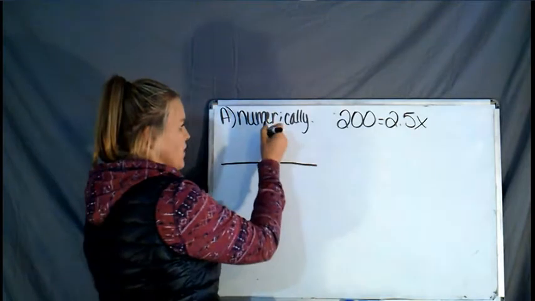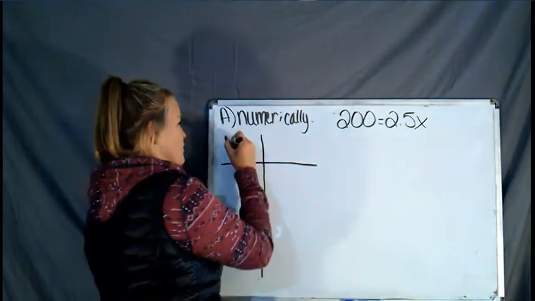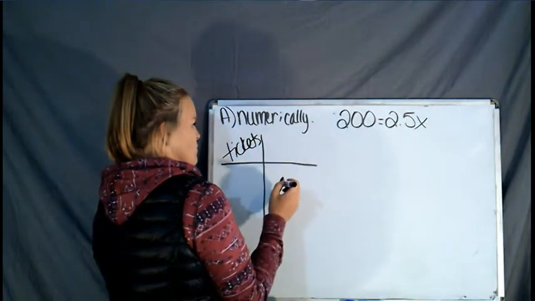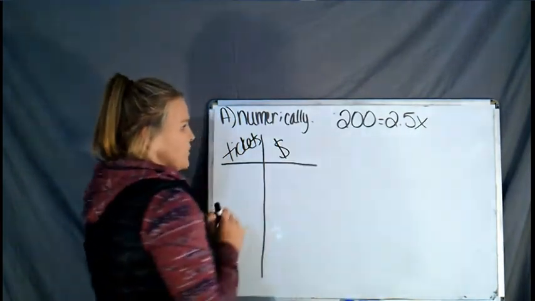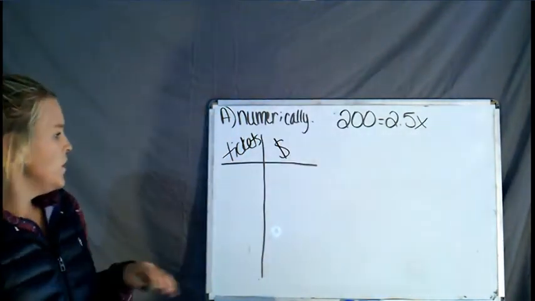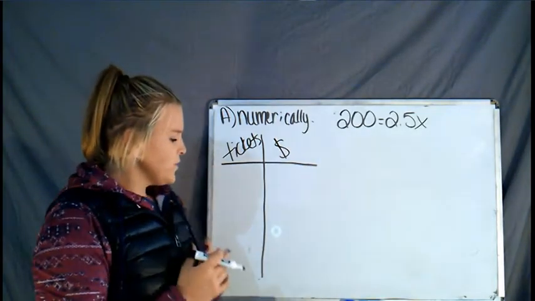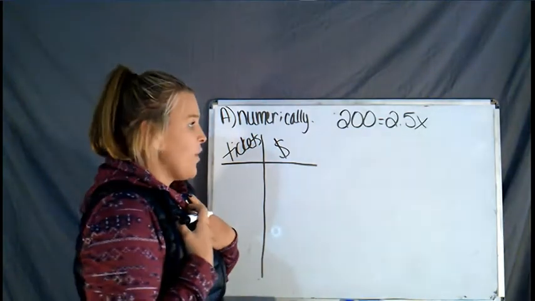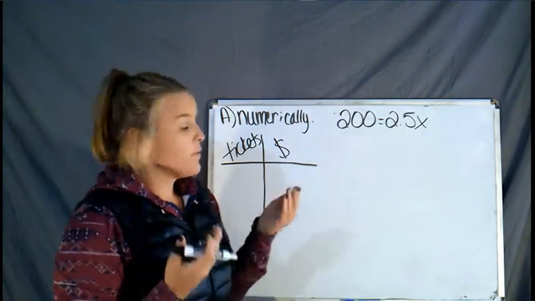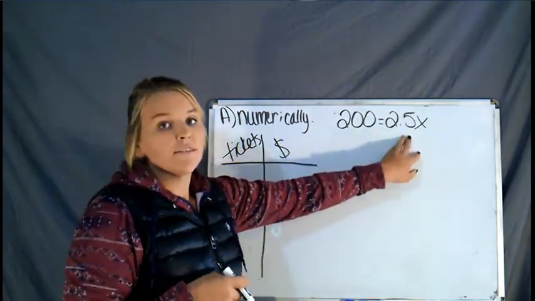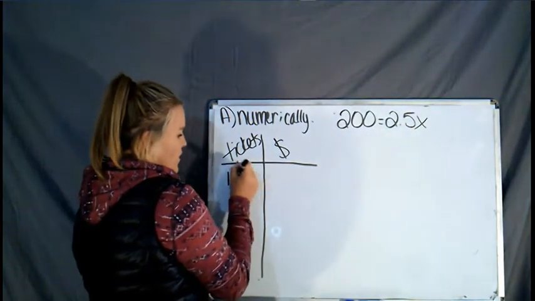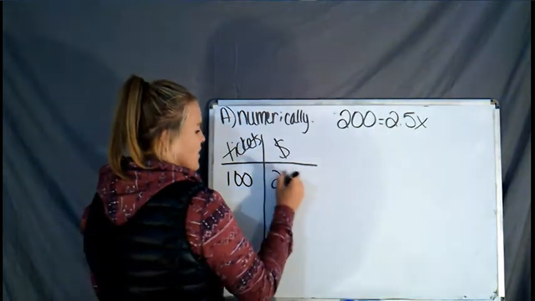I'm going to make a table of values. So we're going to use this table to estimate how many tickets must be sold. And like I said, I'm just going to estimate, and I'm going to do 100 right away, just to see what we get, which is pretty obvious. If I put 100 in for x, 2.5 times 100, I'm going to get 250.